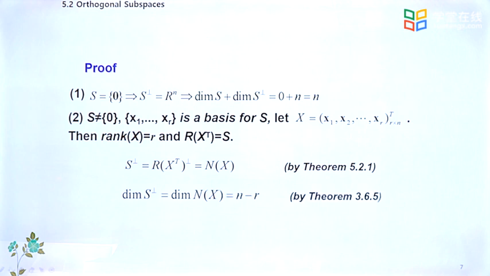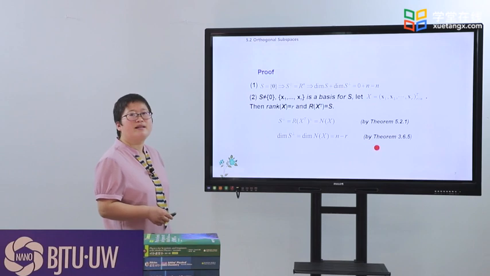So the dimension of S orthogonal complement just equals the dimension of the null space of X, which equals n minus r. Right? Because the rank is r, the dimension of the null space equals the number of free variables. So it equals n minus r.